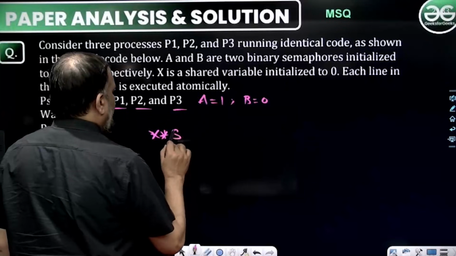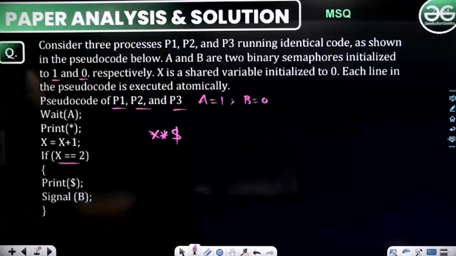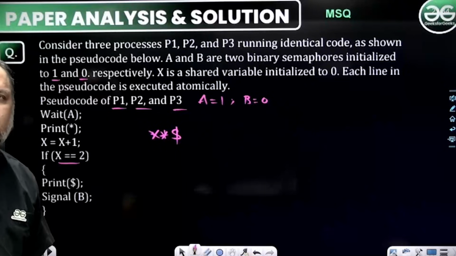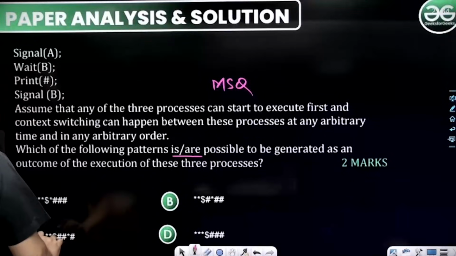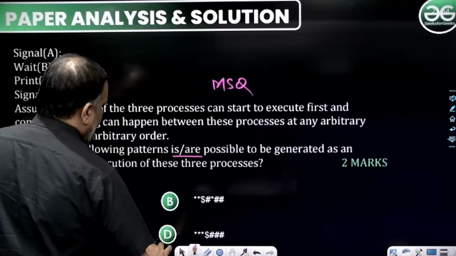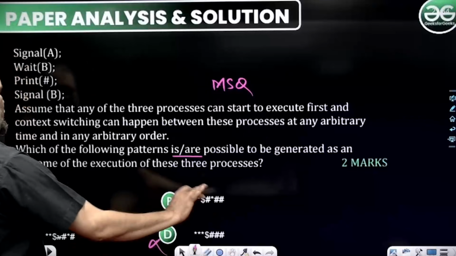So definitely every output stream will start with star star dollar. Star star dollar has to come. 3 stars is impossible. So star star dollar, star star dollar. Here I have 3 stars, which means this option is totally gone.